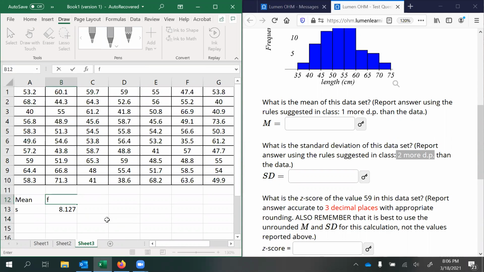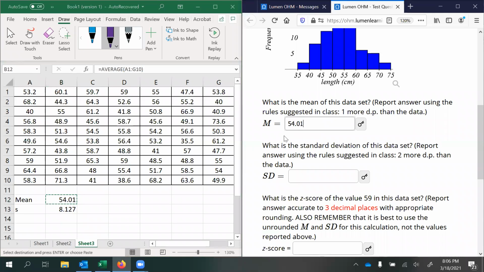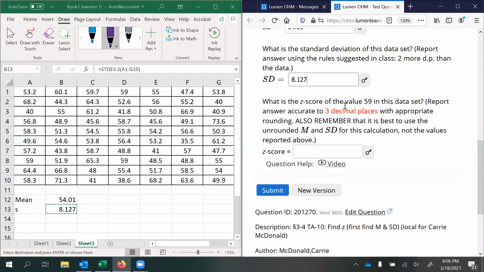And that should do it. We're going to go ahead and put those answers in. And then we want the z-score of the value 59 in this data set. And we want to report it to 3 decimal places.